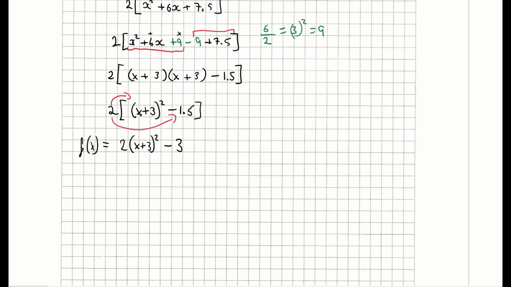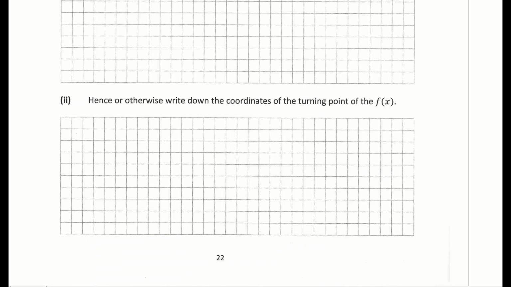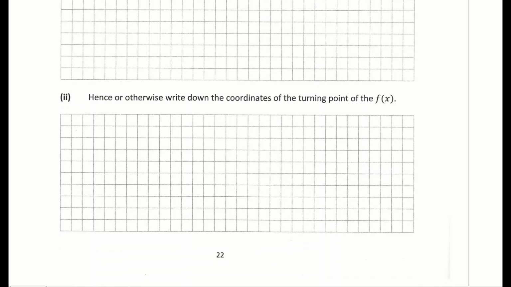The final part to this question, part 2, is hence or otherwise write down the coordinates of the turning point. So our function that we have is y is equal to 2 times (x plus 3) squared, minus 3. This is from the part up above. Now our turning point can be found by our standard form for completing the square, which is y equals (x minus h) squared plus k. And our turning point is going to be the values for h and k.